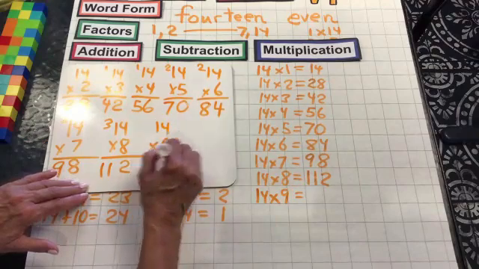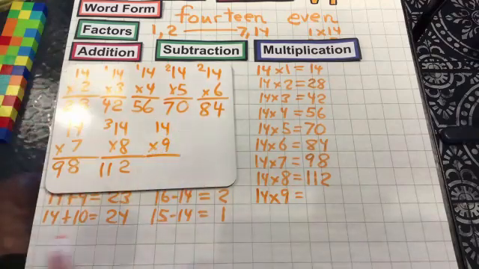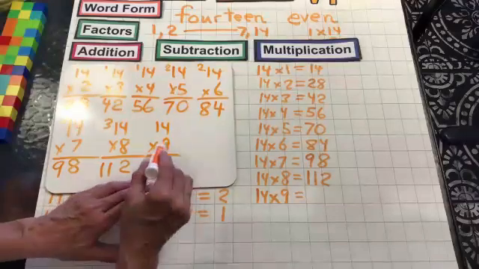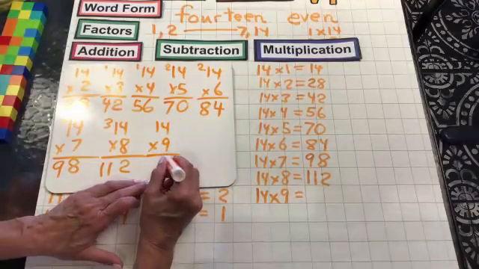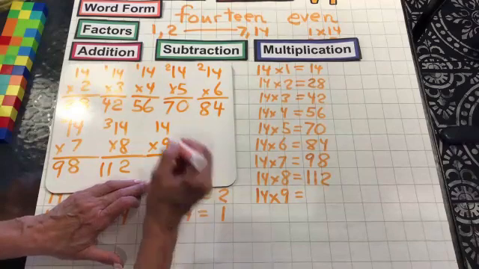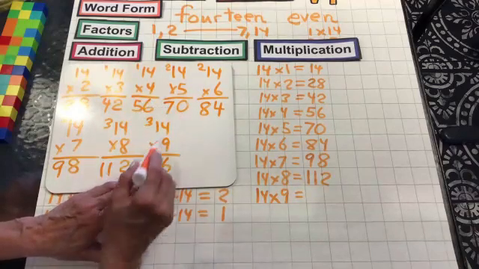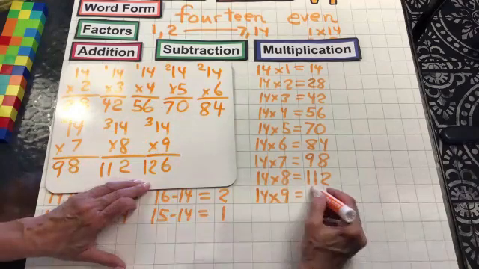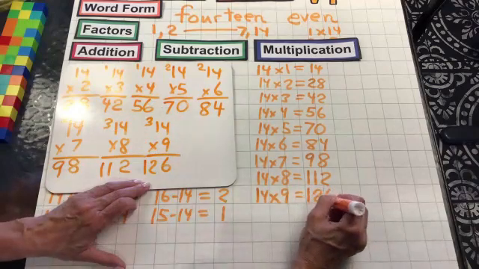paper. And remember, if you can do it on a dry erase board too, like I'm doing, that's great too, and then you don't waste paper. 9 times 4 is 36. We drop the 6, carry the 3 up here. 9 times 1 is 9, plus 3 is 12. So 9 14s is 126.